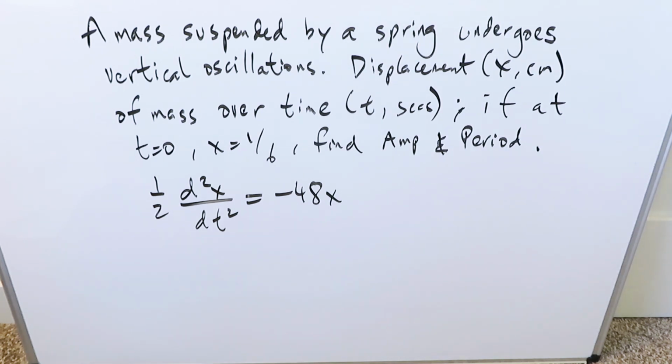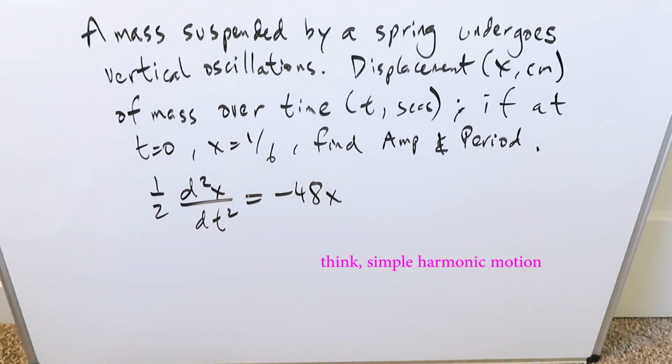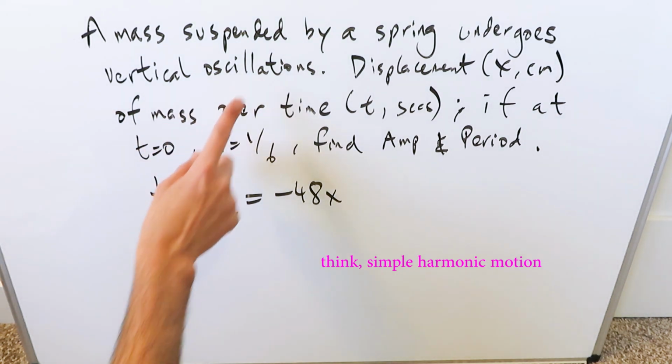I'm Mr. Ish. Thank you for joining me here for this differential equation application problem, and we have to solve it. It's dealing here with the second order differential equation. As you read it, you're seeing here that a mass is suspended by a spring and it undergoes vertical oscillations.